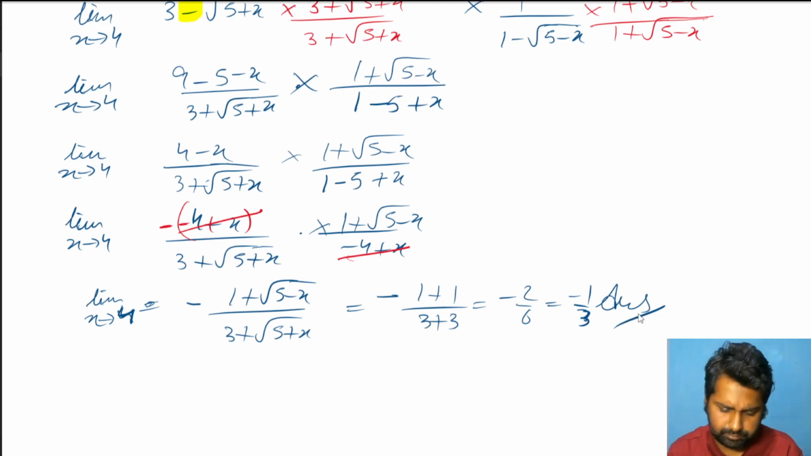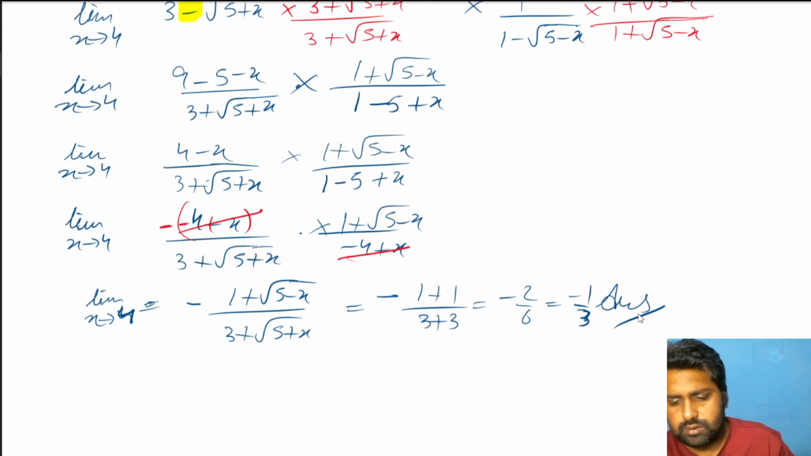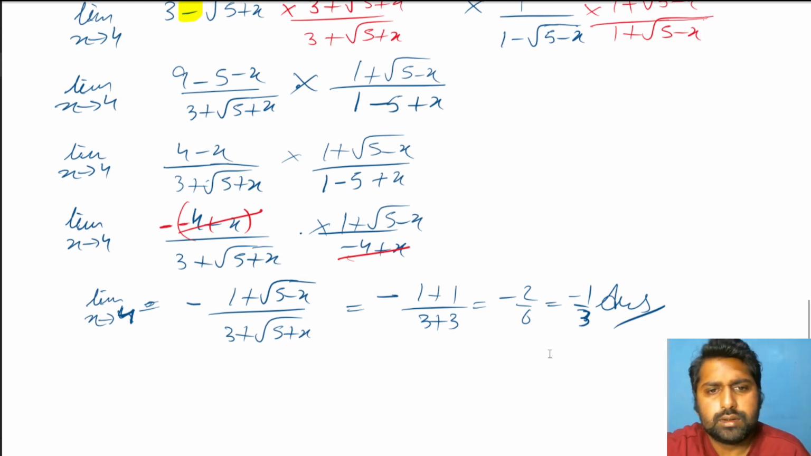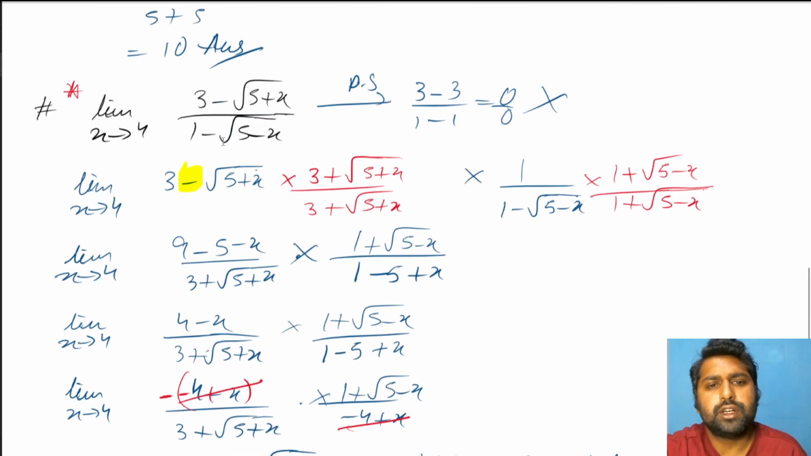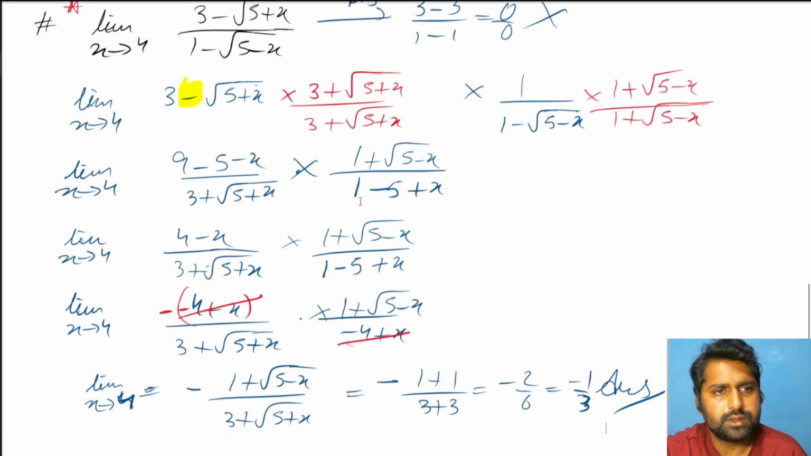Okay. All right. Done. That pretty much summarizes your rationalization. That is what you have to do if both numerator and denominator get a square root. Usually you'll get 1 square root, but if you get 2, be prepared to do rationalization 2 times. Okay. That's it. That was rationalization.